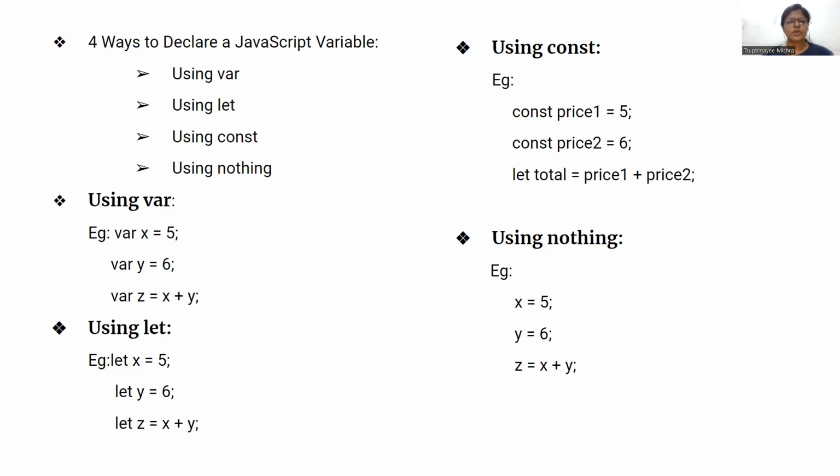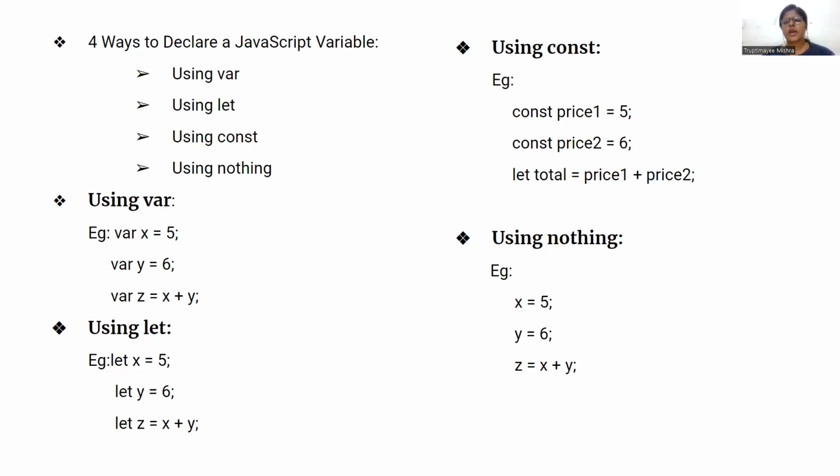What is the difference between var and let? It means var is a global variable and let is a local variable. Var can be accessed outside the block where it is declared, and let can be accessed inside the block only.